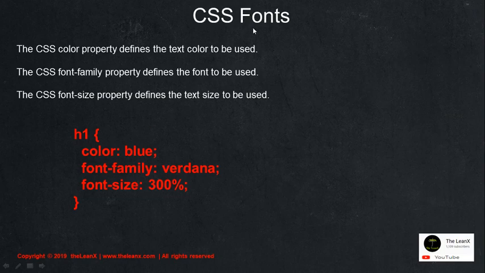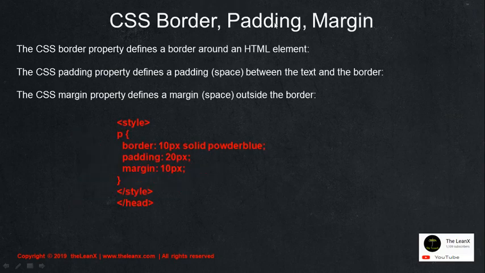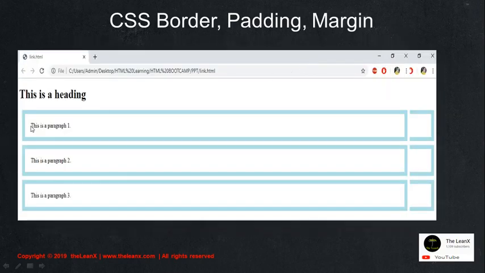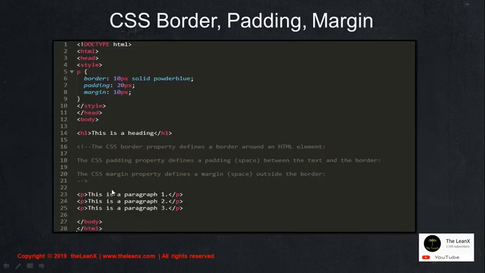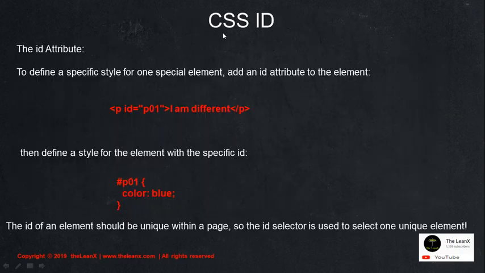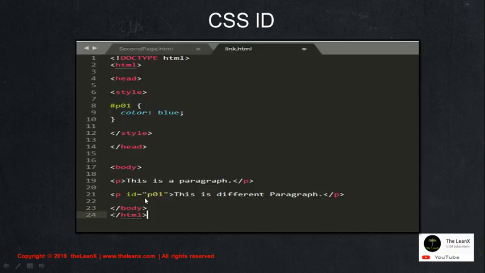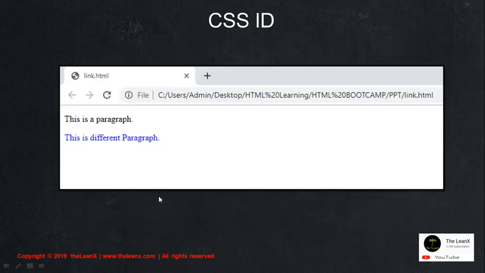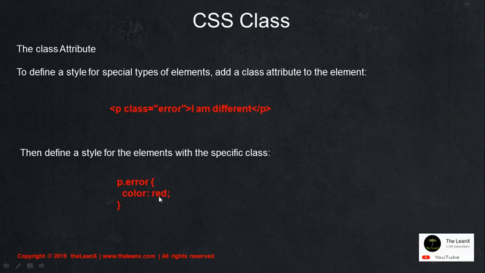Then we have seen CSS font, which has different properties like color, font family, font size, and different kinds of properties. We have seen border, padding, and margin, and different coding, how it works, what CSS border, CSS padding, and CSS margin are used to do. Then we have seen CSS ID, how I can give an ID to a particular paragraph, and how I can change all the paragraphs which are assigned with this particular ID. Then we have seen CSS class, how to define it.